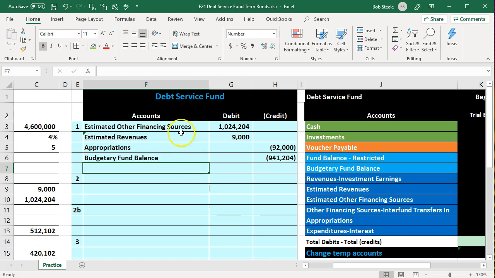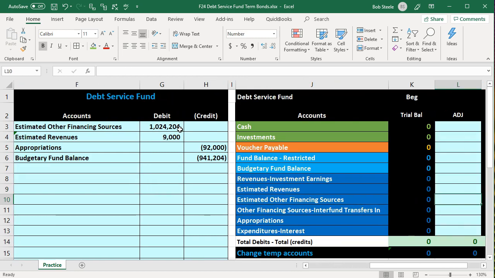Let's go ahead and record this, then. We're going to say that the estimated other financing sources are going to be down here. The estimated other financing sources in L10 will be equal to, scrolling back up, that $1,024,204. Then we have the estimated revenues. So estimated revenues in cell L9 equals, and we'll pick up that debit of $9,000. Then we have the appropriations. The appropriations are going to be in L12, equals, and we'll pick up the credit in appropriations. And then finally we have the fund balance, and that's going to be the budgetary fund balance in L7.